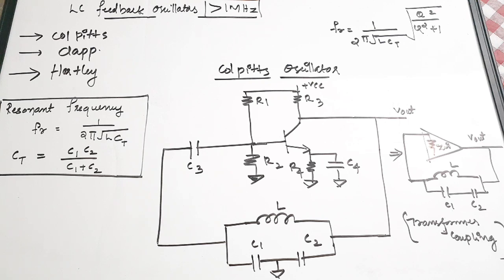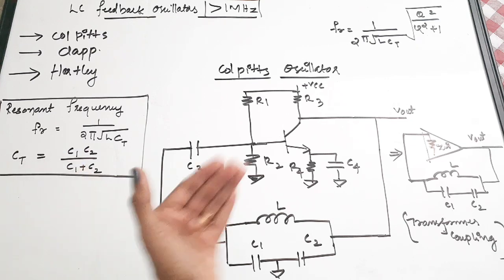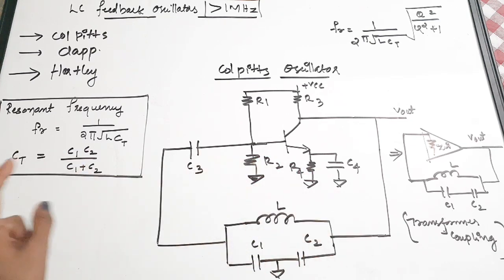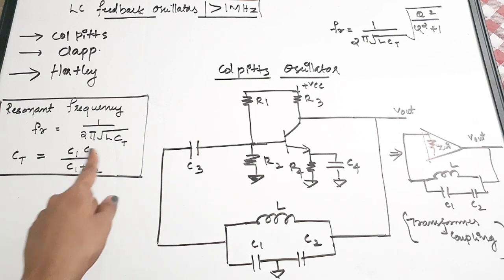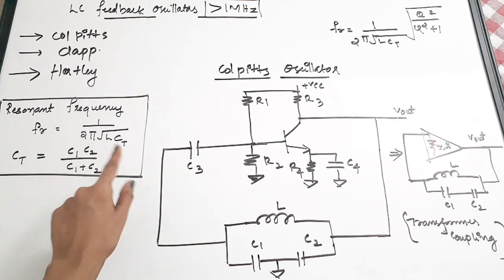Now the resonant frequency, I've given it in a box here. The resonant frequency of this feedback circuit is Fr is equal to 1 by 2 pi square root of L into Ct. Now Ct is the total capacitance of the C1 and C2 combination. Since it is a series connection of capacitances, Ct is equal to C1 C2 by C1 plus C2. That is the series equation.